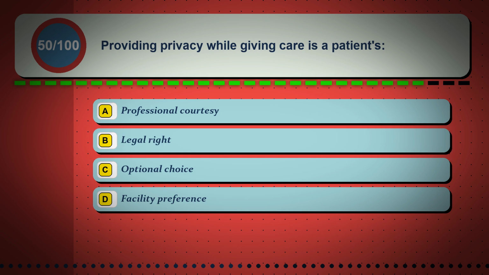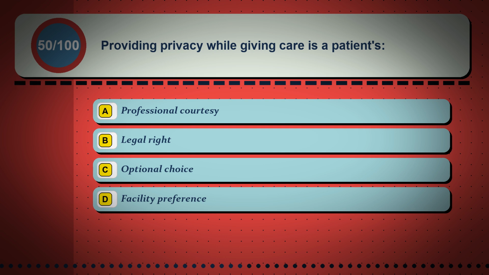Question 50. Providing privacy while giving care is a patient's: Option A. Professional courtesy. Option B. Legal right. Option C. Optional choice. Option D. A facility preference.